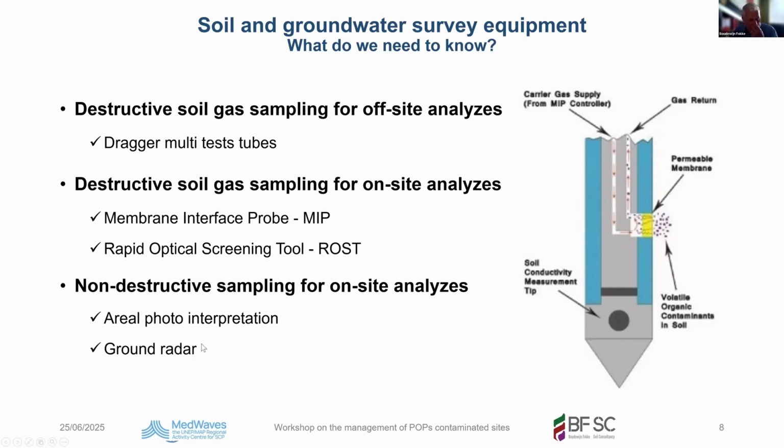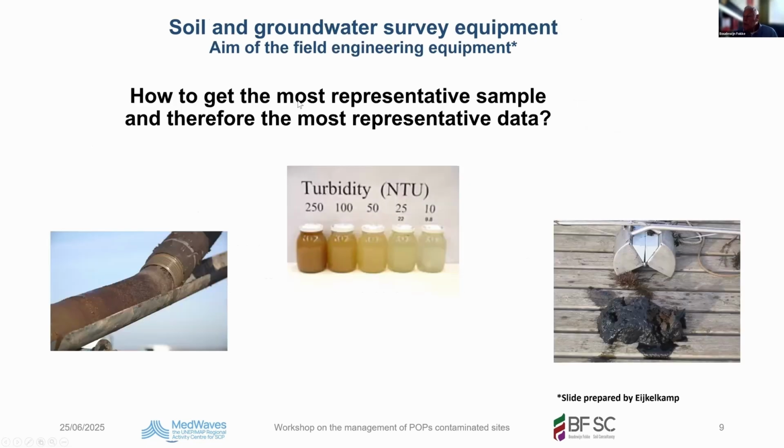And ground radar is limited for heavy textured soil. Then the penetration depth is a minimum. How to get the most representative sample, and therefore the most representative data.